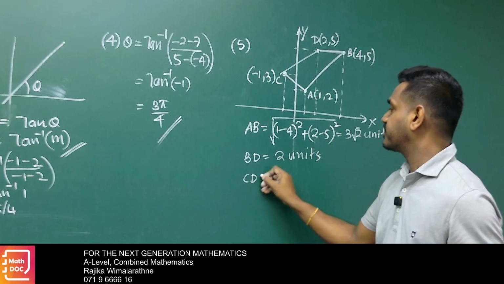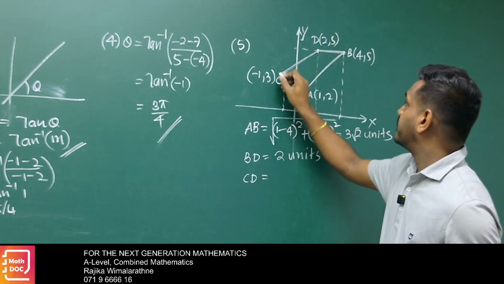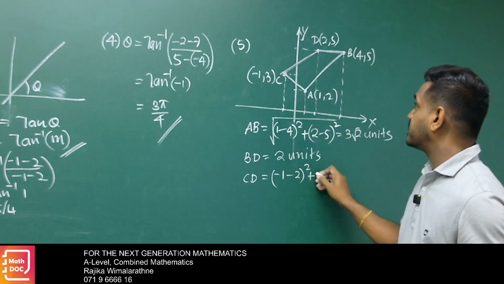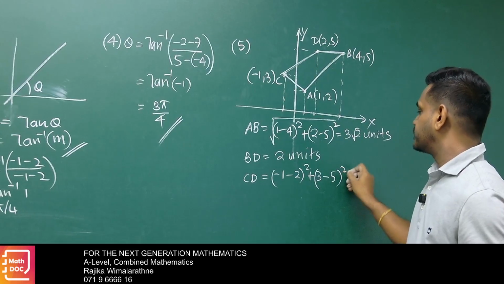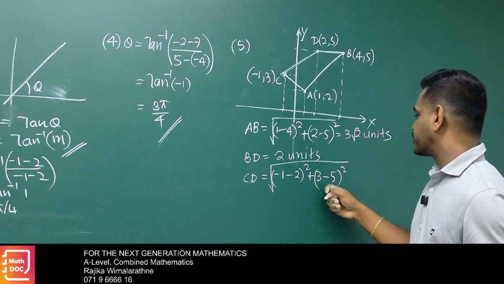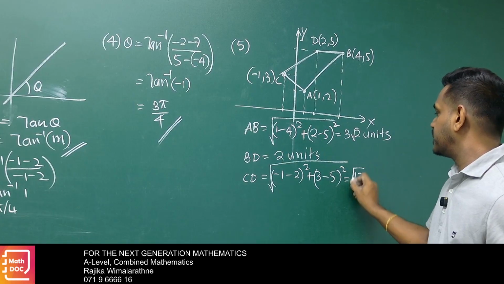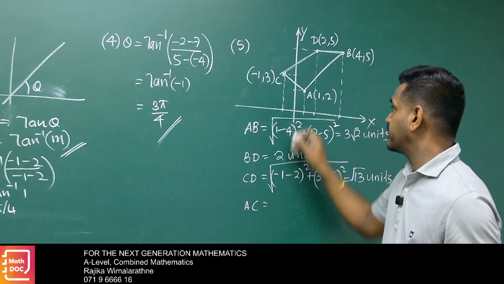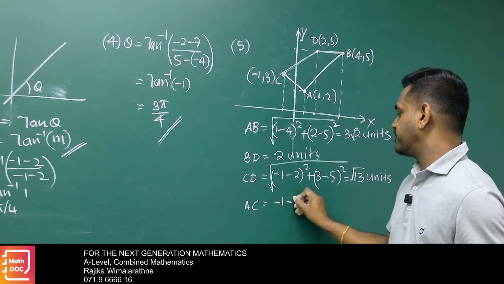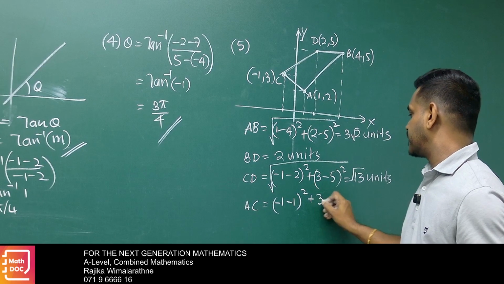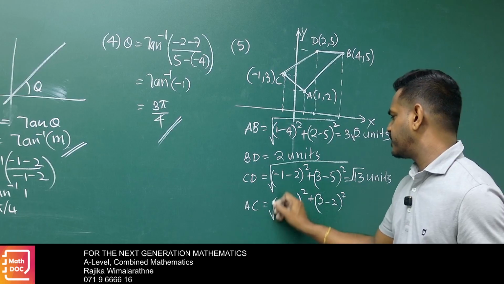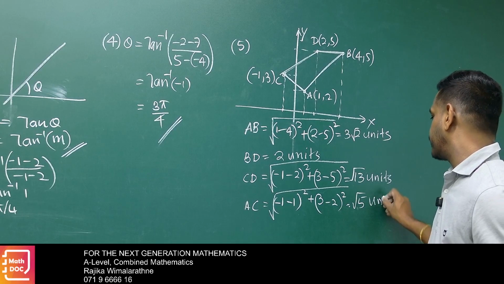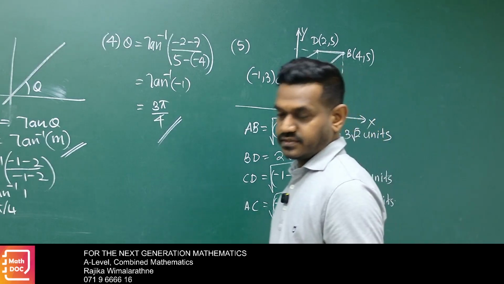Then CD. Here -1, -2 squared, x difference squared plus y difference, 3 minus 5 squared, square root. Here 3 squared, 2 squared, 9 plus 4, 13. Root 13 units. Then AC: -1 squared, 3 minus 2 squared, square root. Here 2 squared, 1 squared, root 5 units. Those are the sides.